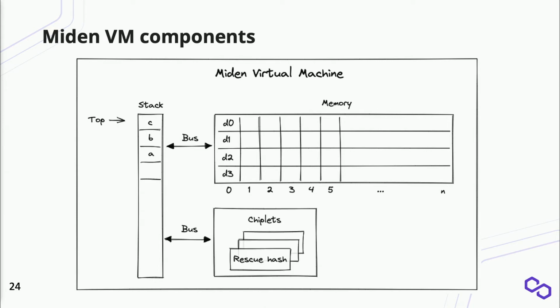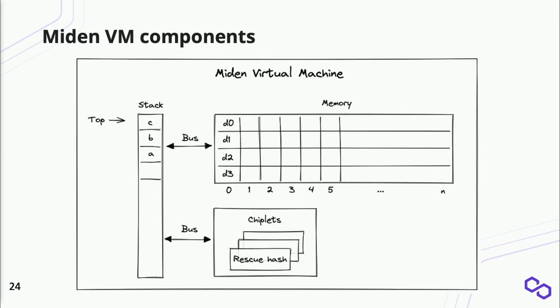I mentioned the ability to offload computations to specialized circuits. In our case, the specialized circuits are called chiplets. For example, computing hashes. We use Rescue hash as the primary hash function within the VM because it's arithmetization friendly, and there are many reasons why you would want to choose something like that. Using something like SHA-256 would make the VM much, much less performant.